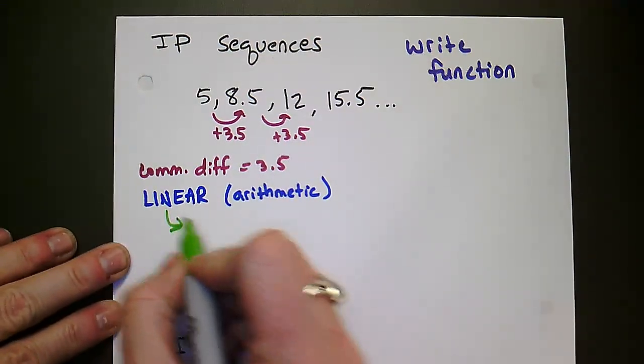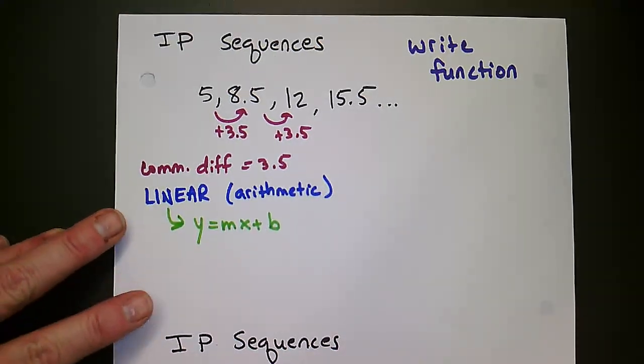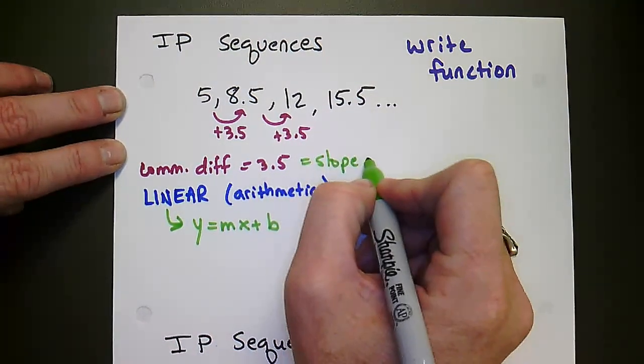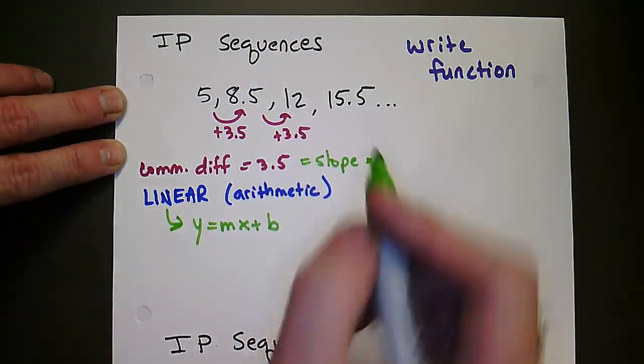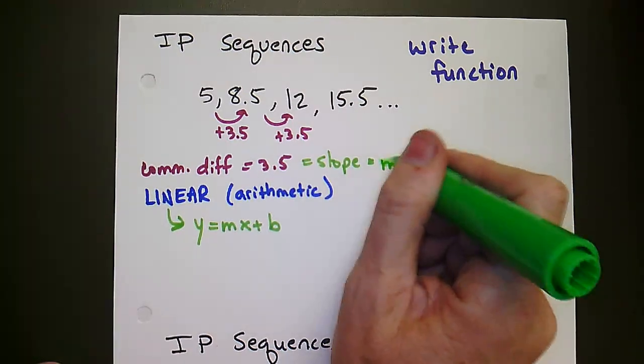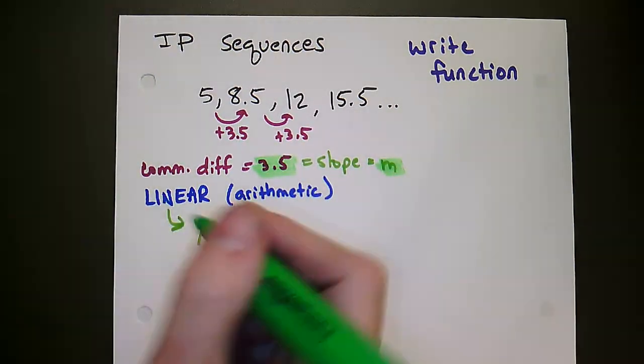That means this is going to be my general format, y equals mx plus b. So I just need the slope and the y-intercept. Well, good news, the common difference is the slope. It's how much we're growing by every time. It's the growth. So that's going to be my m value. So then really all I need to do is find the b value, the y-intercept. Now there's a tendency to look at this sequence and say the y-intercept is 5. My common difference is 3.5. That's my m value, and that's going to go right here.